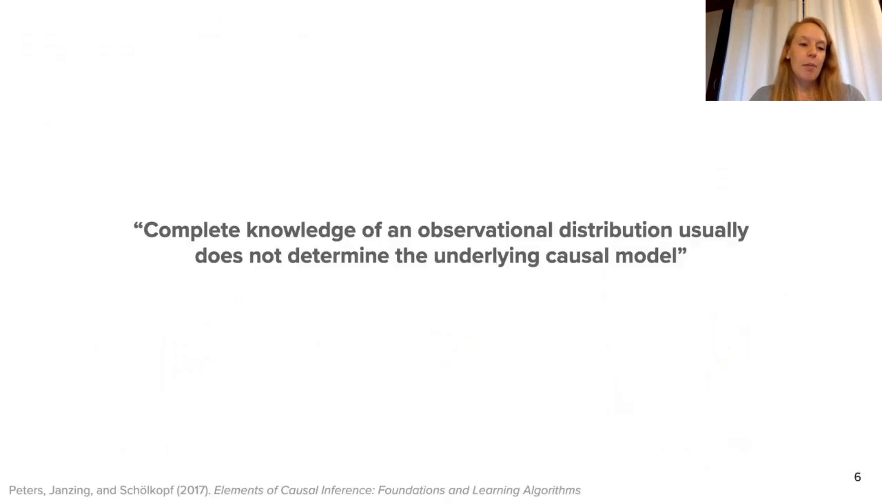This is what is meant by the following statement, namely that complete knowledge of an observational distribution usually does not determine the underlying causal model. You may notice this term observational distribution. We stress that it's observational because in causal inference we differentiate between the observational distribution and so-called interventional distributions. So what are interventions in the first place?